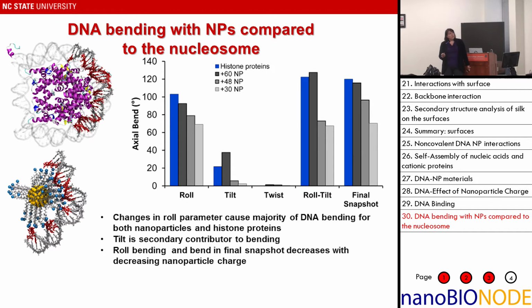How do we determine this? Again, DNA has 6 degrees of freedom, right? The most important ones for the bending are roll, twist, and tilt. Tilt has the highest energetic penalty in general by itself. So we can compare the histone bending, and then from plus 30, plus 48, plus 60.